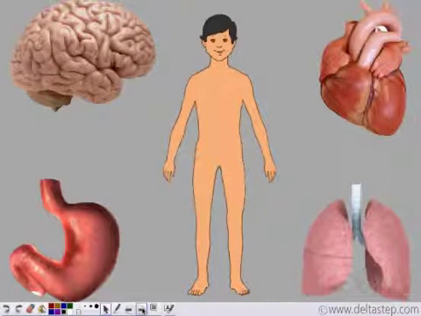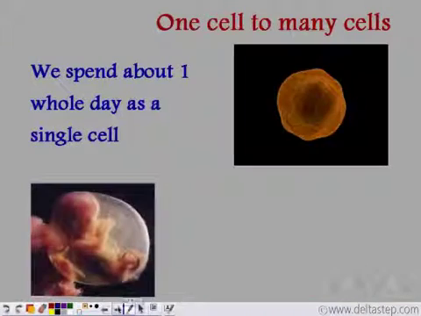So similarly, complex multicellular organisms have different cells allotted to perform different work, whereas a single-celled organism does all the work itself. So the efficiency is much more in a complex multicellular organism. So all human beings are complex multicellular organisms.